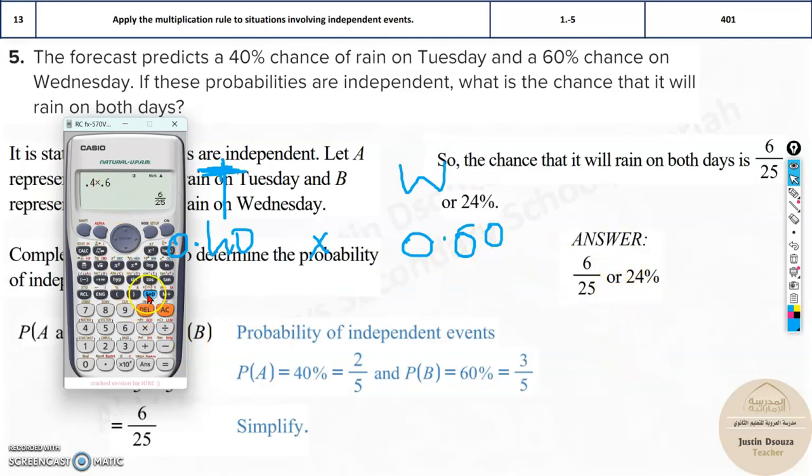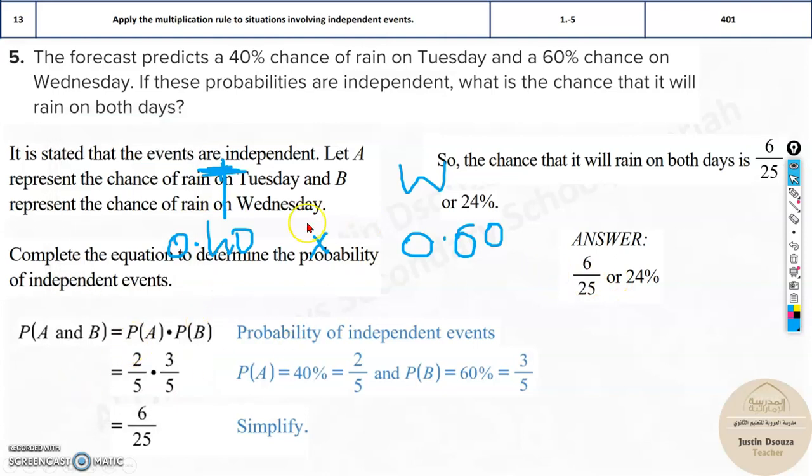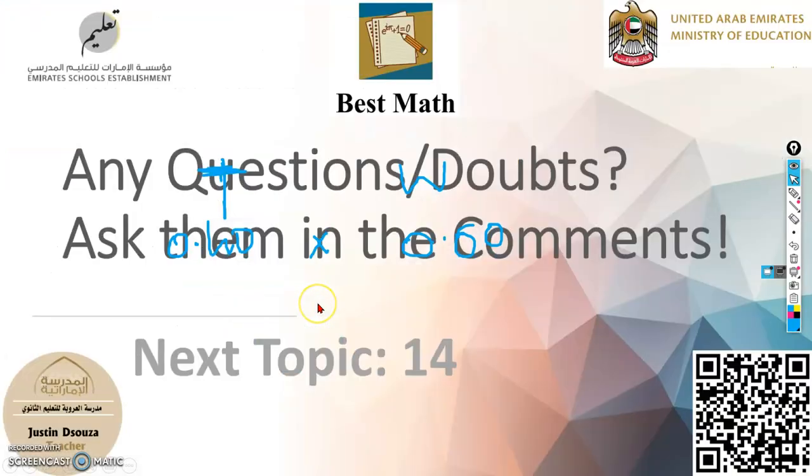Now, here it is 6 by 25. What they have done is 40% is 2 by 5, 60% means 3 by 5. They have written in fractions and multiplied, but the answer will be the same. You multiply directly. Why do you want to do extra steps? If you understand the concept, it's more than enough. And you will have 4 options, so easily choose the correct answer.